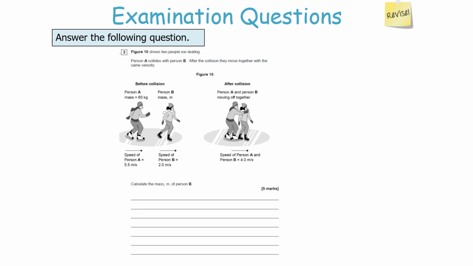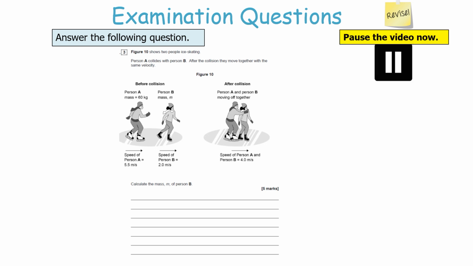The next question says, figure 10 shows two people ice skating. Person A collides with person B, and after the collision they move together with the same velocity. Calculate the mass of person B. So pause the video now, then unpause the video when you want to go through your answer.